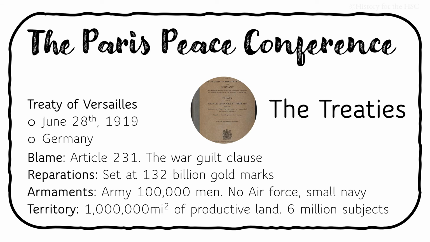And lastly, territorial losses of 1 million square miles of Germany's most productive land in terms of its economy, 6 million subjects, the Polish corridor, which will divide up various parts of Germany in two, the Saarland being given to France, the Rhineland being demilitarized, and Germany left without a lot of its most productive and industrialized land.